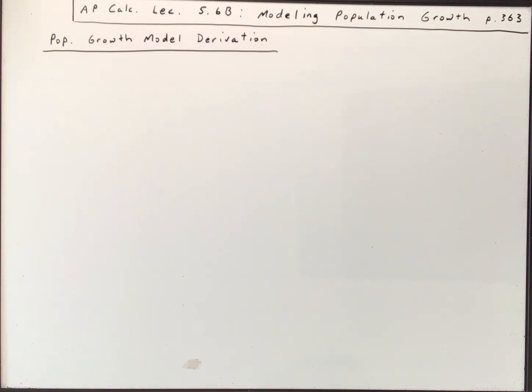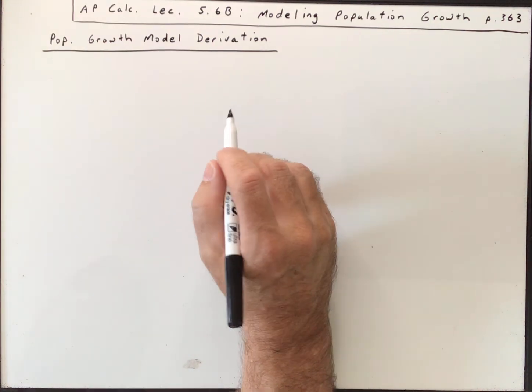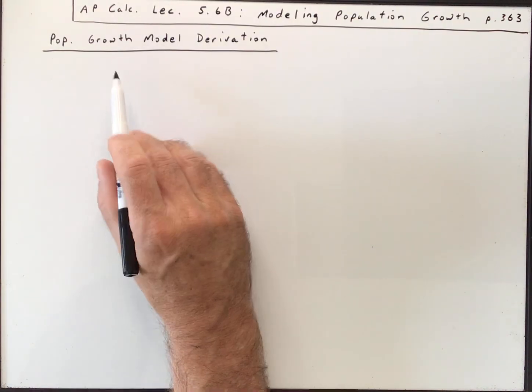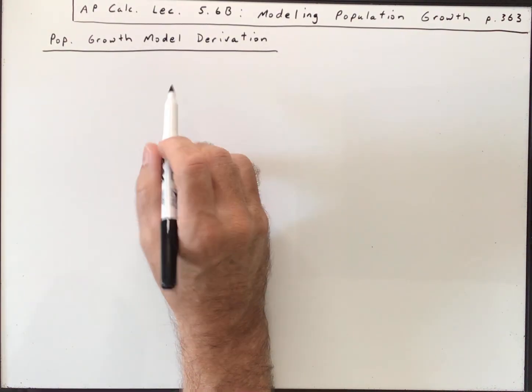Hello, welcome to AP Calculus Lecture 5.6b, where we're going to be modeling population growth. We're also going to be talking about some other models that use exponential models. So let's start with the derivation of the population growth model.